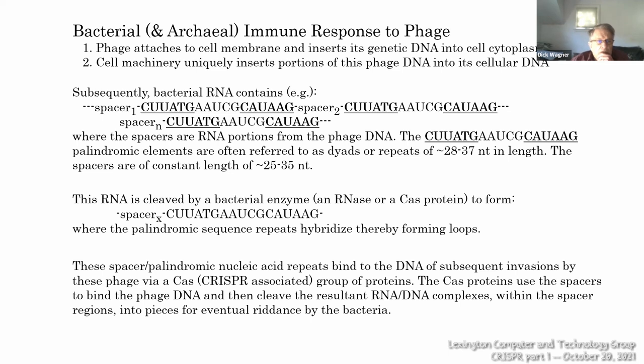So, jumping down to the second paragraph here, what happens is that after this has been incorporated, the bacterial RNA that came from the DNA that had the phage material incorporated into it has these features. When you really narrow down to specific areas, the features are a spacer followed by a sequence of nucleotides, followed by another spacer, followed by the same sequence of nucleotides, and so forth, so that you can have several of these spacer nucleotide sequences. Now, each one of these spacers are RNA portions that came from the DNA of the phage. Okay, so each spacer, spacer one, spacer two, and so forth, have been encoded from the phage DNA.